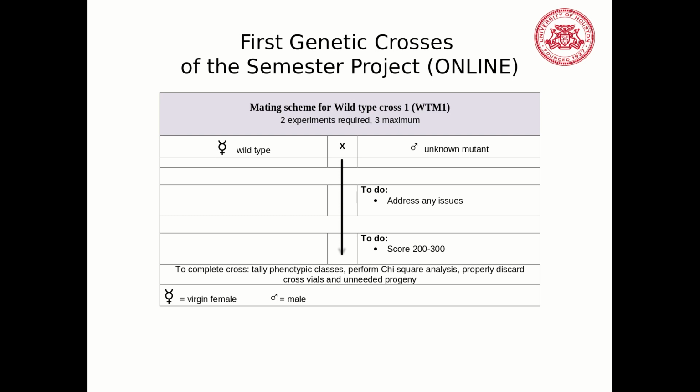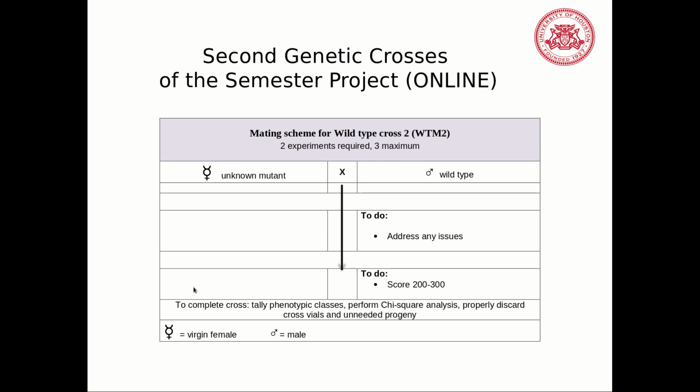Notice the symbol of virgin female here. You pretty much have to always use virgin females when you cross them in these crosses, so you have to get them very young. You have to be able to identify them. That's why we talk about it so much. You can't have them interacting with other flies later on because flies can store sperm, so you can't have them interacting with males at all past a certain age.